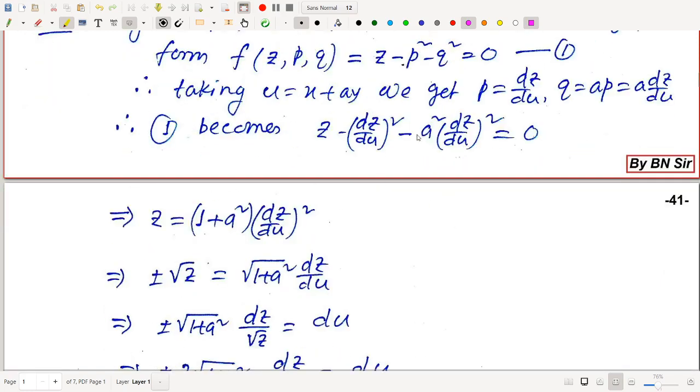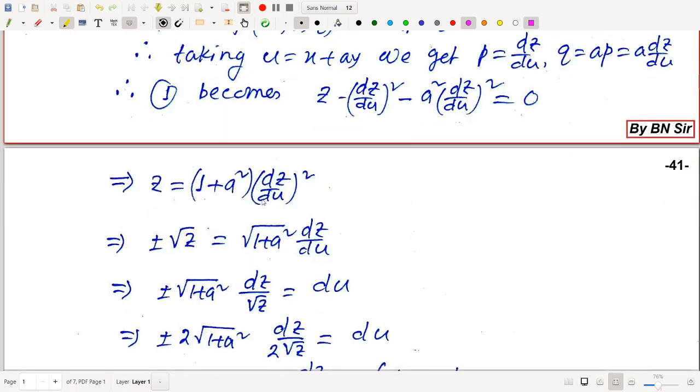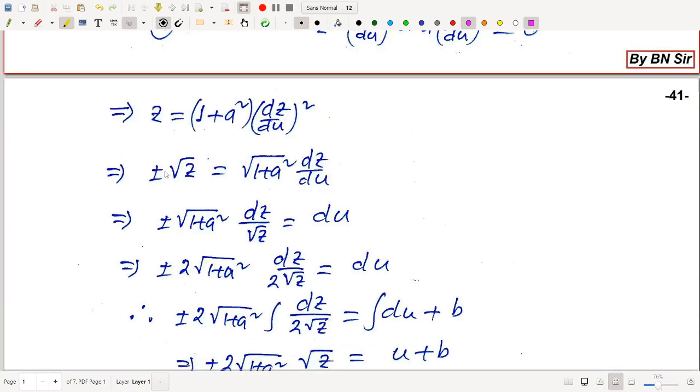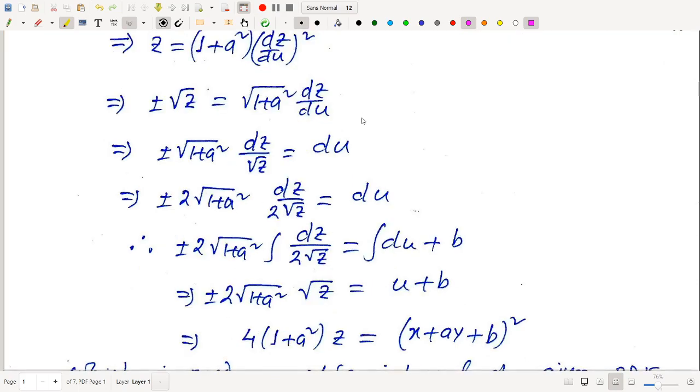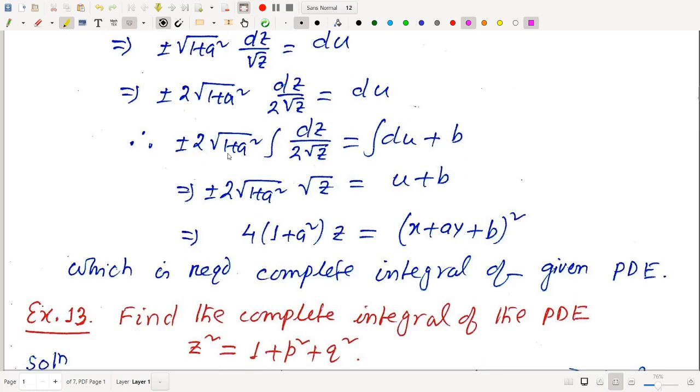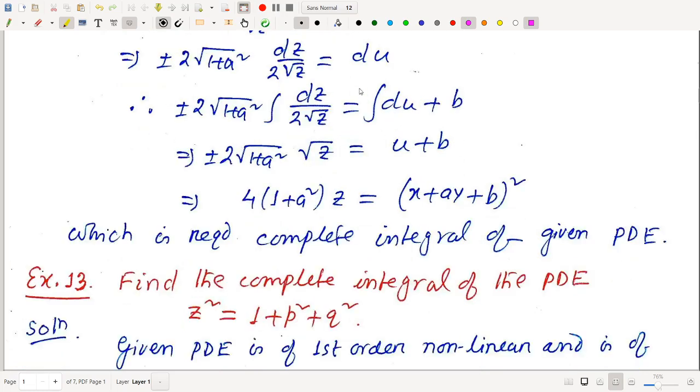So side changing, taking common, z equal to 1 plus a square times dz by du whole square. So taking root, plus minus root z is root over 1 plus a square times dz by du. Then separating the variables, du equal to root over 1 plus a square by root z dz, with plus minus, and we have taken. Then 1 by 2 adjusted here, so that the integration of dz by 2 root z is root z readily. So we have adjusted these two and then integrated both sides. And the constant of integration is b, this time we have added to the right side.